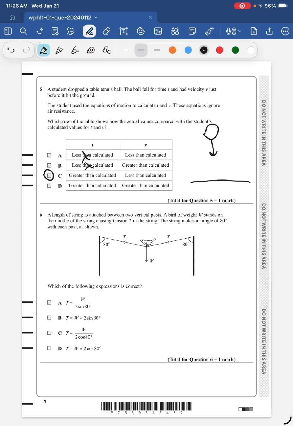Question 6. A length of string is attached between two vertical posts. A bird of weight W stands on the middle of the string, causing tension T in the string. The string makes an angle of 80 degrees with each post as shown. Which of the following expressions is correct?